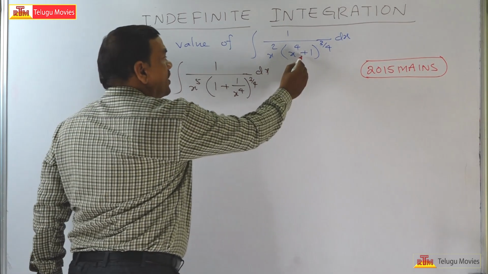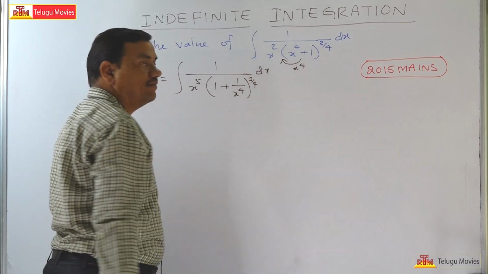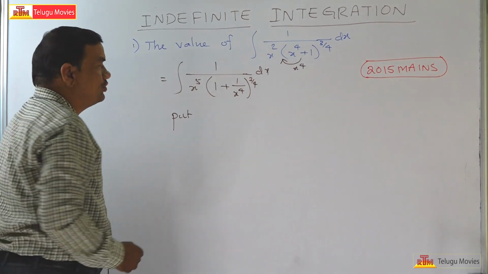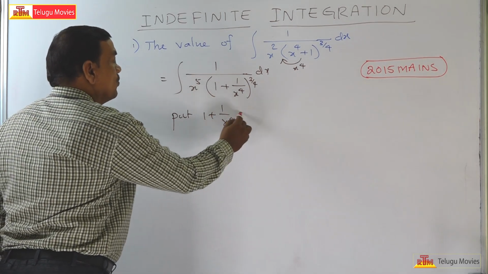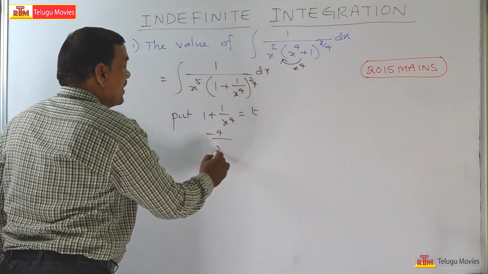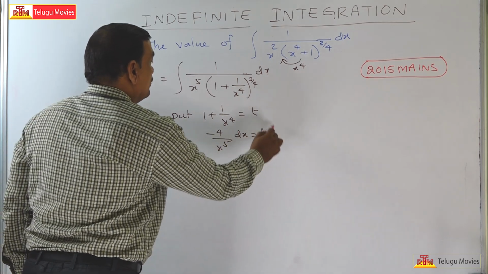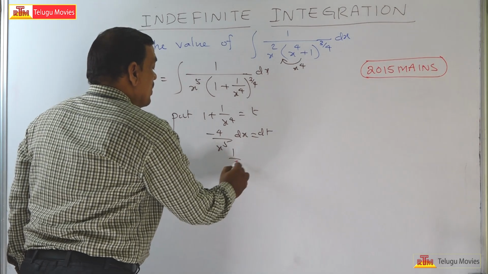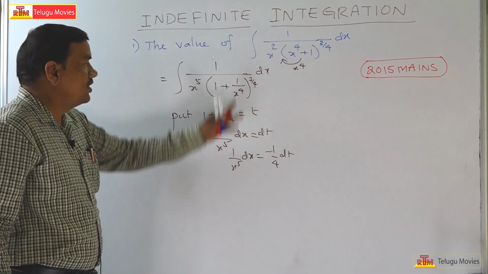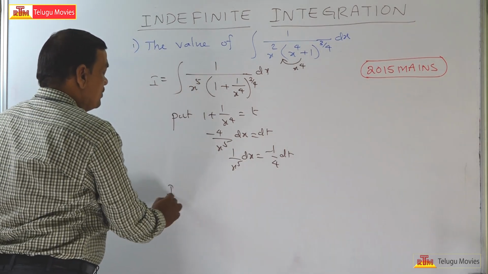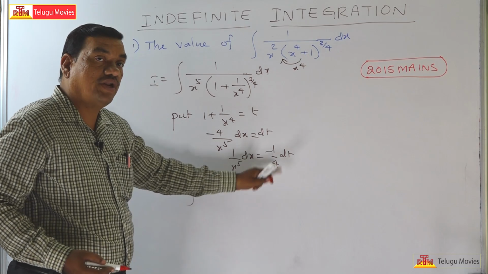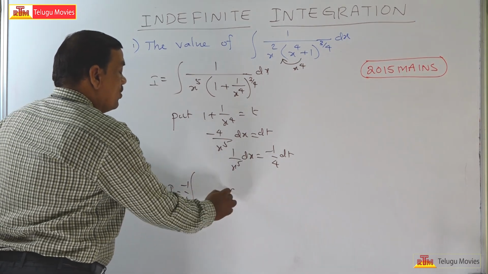So that means you are taking x power 4 common outside. The problem is over. Next, the problem will become substitution type. Put 1 plus 1 by x power 4 equal to t. The derivative of 1 is 0, so this is minus 4 by x to the power of 5 dx equal to dt. So dx by x to the power of 5 is equal to minus 1 by 4 dt. Understand? So your problem will become I is equal to the integral of dx by x to the power of 5, and dx by x to the power of 5 is equal to how much? Minus 1 by 4 dt.